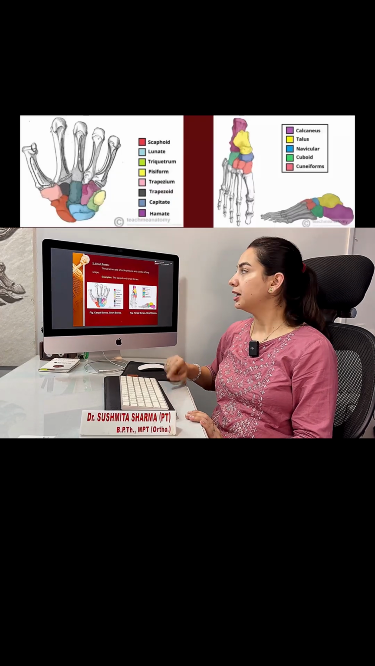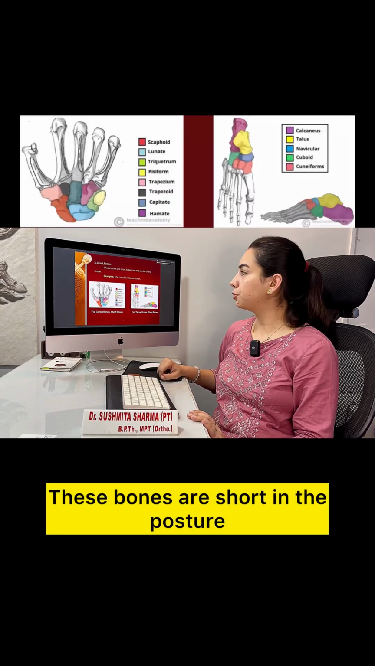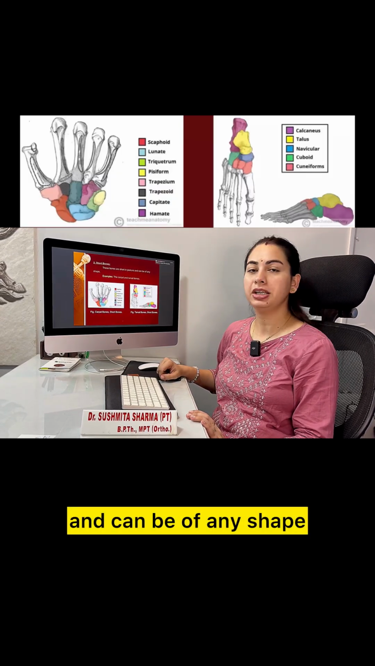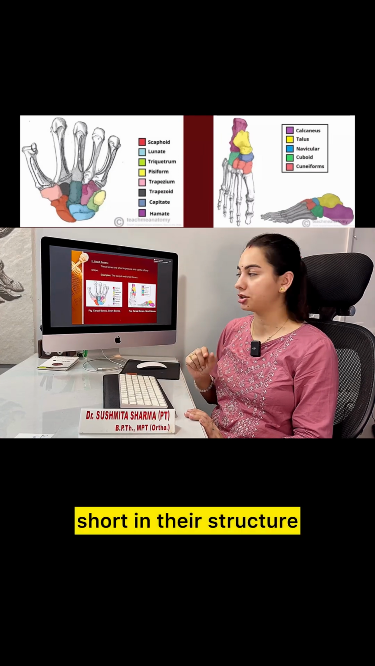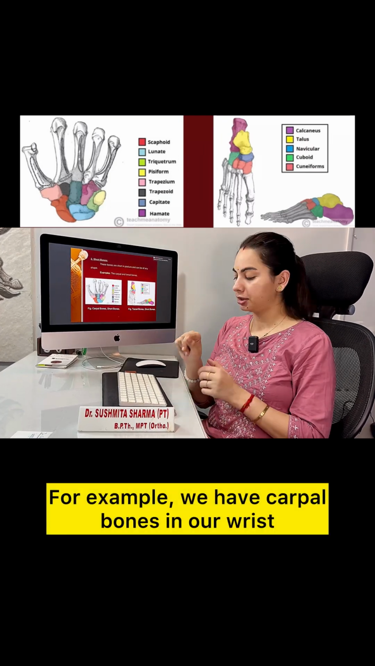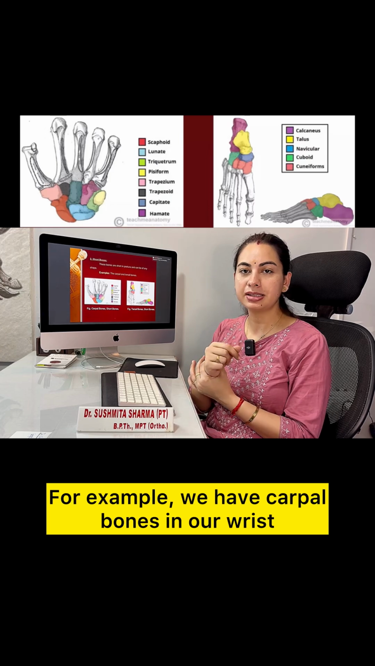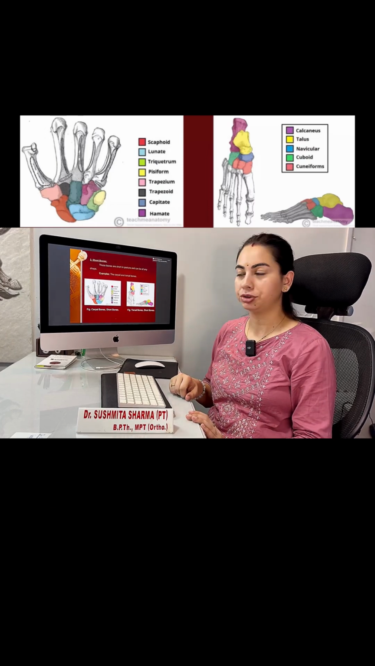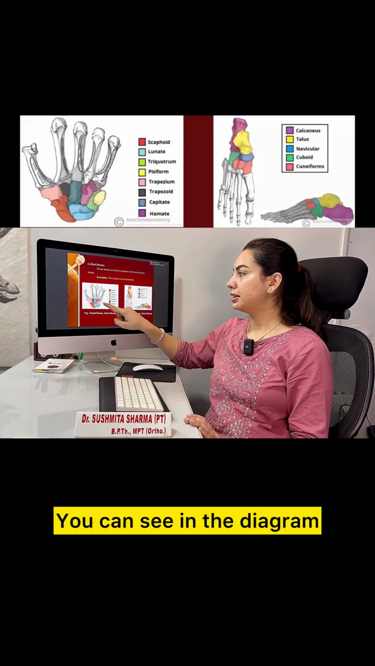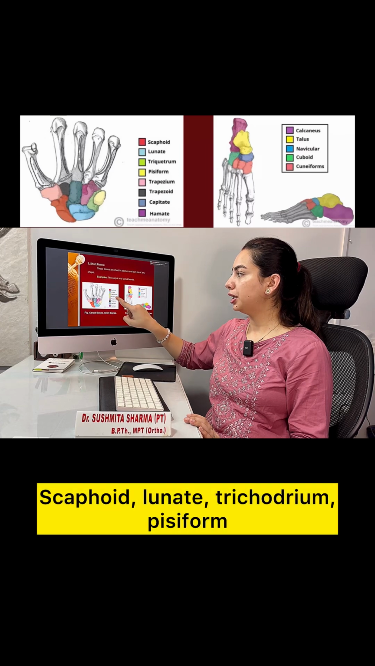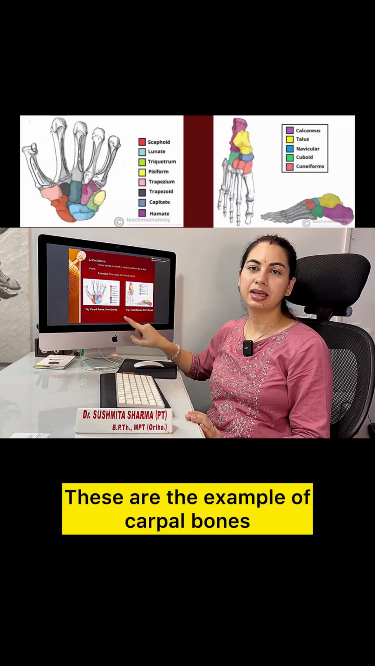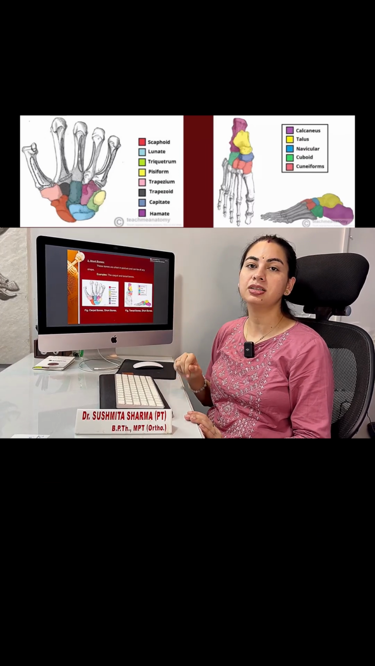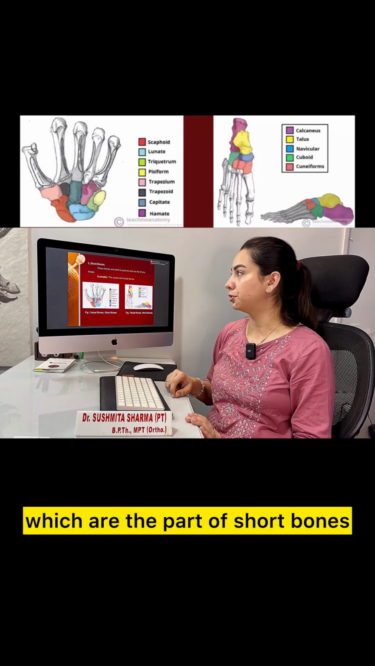Now short bones. These bones are short in posture and can be of any shape, मतलब short in their structure. For example, we have carpal bones in our wrist and tarsal bones in our foot. You can see in the diagram: scaphoid, lunate, triquetrum, pisiform. These are examples of carpal bones, which are part of the short bones.